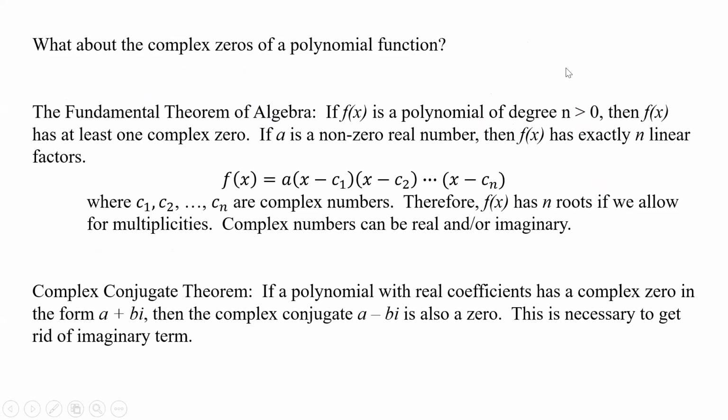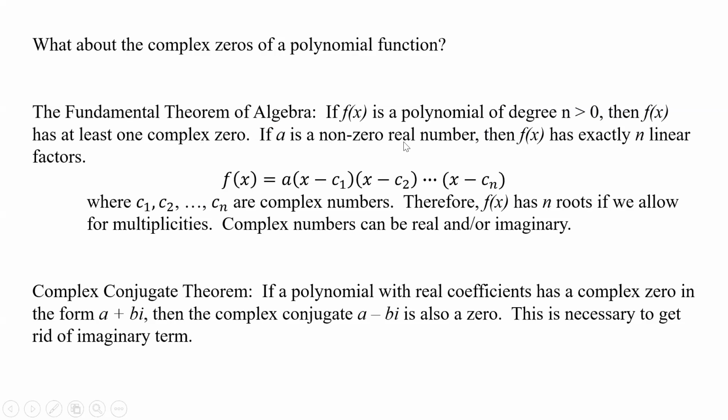All right, so what happens if we do get complex zeros of a polynomial function, or how do we find them? That's going to be the key. Now we're going to use the fundamental theorem of algebra, and basically it says if we have that big f of x, some polynomial, it has degree n greater than 0, so we're not limiting it to n greater than or equal to 1. Then f of x has at least one complex zero.